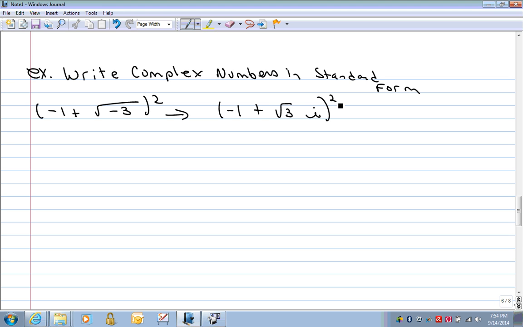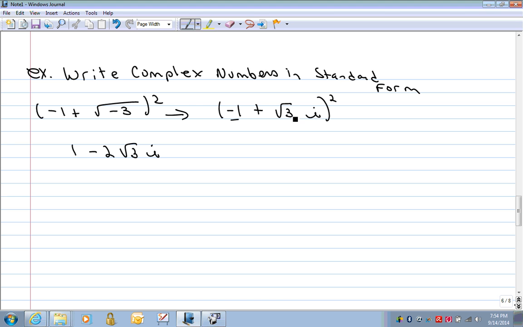Now let's use our binomial shortcut. So negative 1 squared would be a positive 1. And then we would have negative 1 times the square root of 3i, times 2. So we'd have a negative 2 square root of 3i.